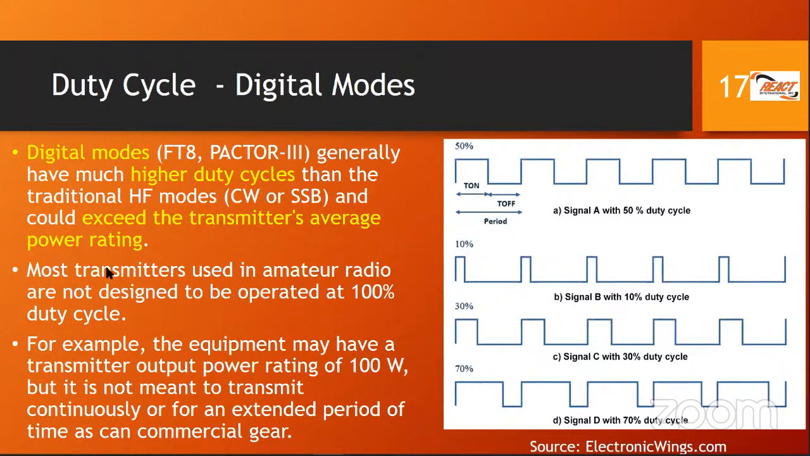So we say here that most transmitters using amateur radio are not designed to be operated at 100% duty cycle. It might shock you to learn that, but it was not meant to be. So you, as a ham, you have to be responsible and take good care of your equipment. Don't abuse it. Don't drive it to 100% duty cycle when it was not meant to. Maybe commercial gear is, but not amateur, a lot of amateur radio equipment.